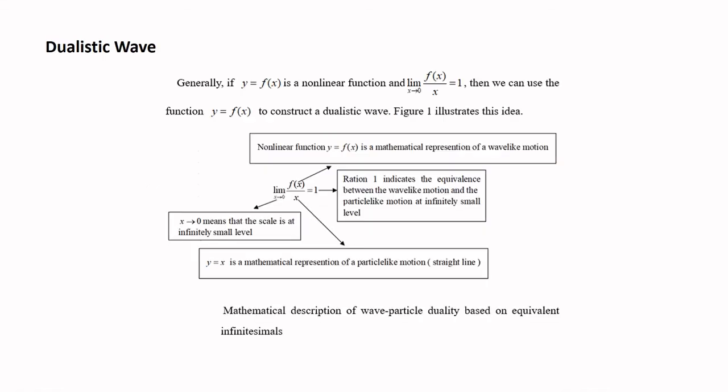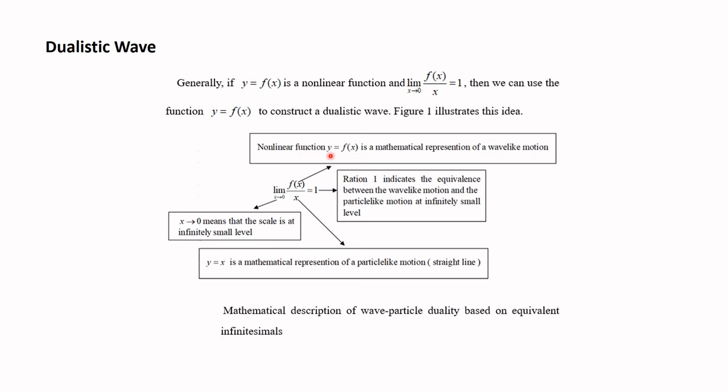This is about how to construct a dualistic wave based on equivalent infinitesimals. Generally speaking, if y equals f(x) is a nonlinear function, and this nonlinear function satisfies this limit, then we can use the function y equals f(x) to construct a dualistic wave. And this figure shows this idea.